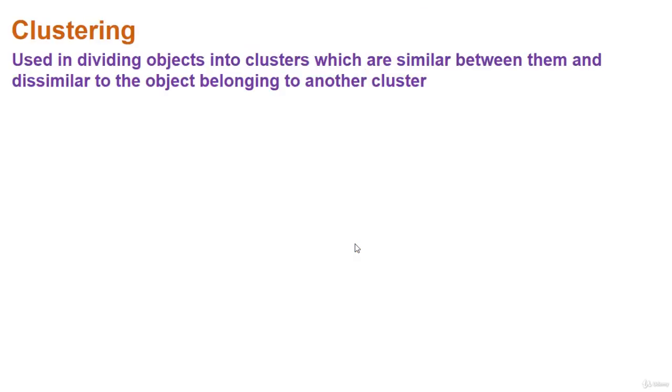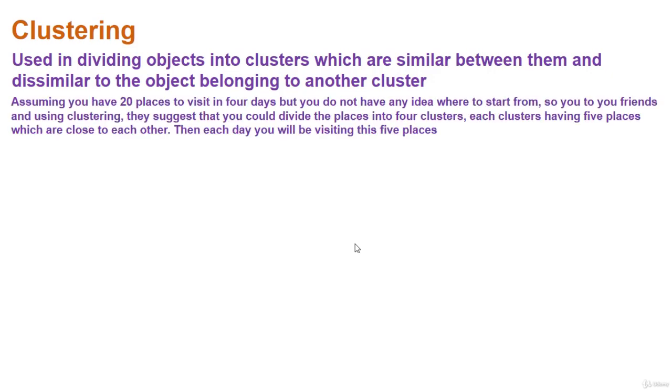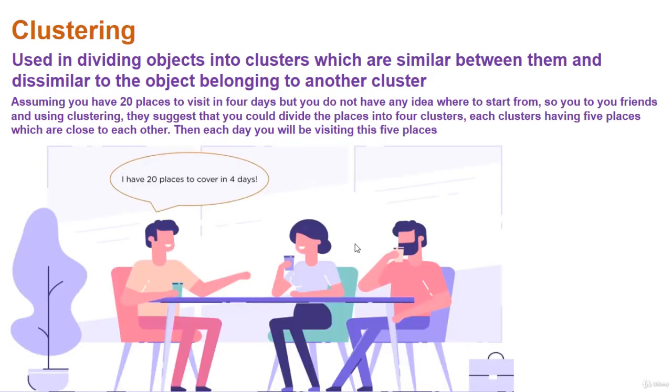So let us look at the clustering algorithm. In clustering, what you basically do is divide objects into clusters which are similar between them and dissimilar to the objects belonging to other clusters. And here is a good example so that you might be able to understand. Assuming you have 20 places to visit in 4 days, but you do not have any idea where to start from. So you go to your friends and you apply clustering without even knowing. You go and ask them this question. I have 20 places to visit in 4 days. How can I be able to do this?